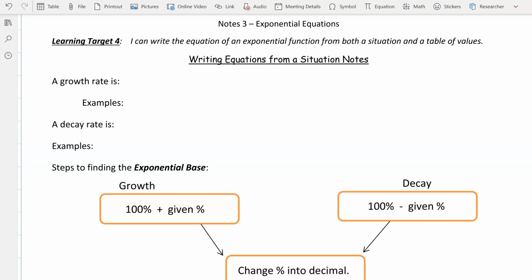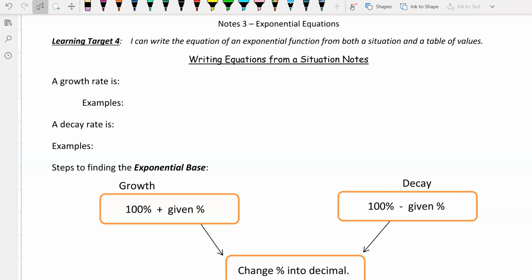Everyone. All right, so here's what notes 3 should look like. So we're going to talk about writing equations using exponential functions and the situations that surround them. So the first things that we're going to discuss are the growth rate and your decay rate. It's really important to understand what those are because the Regents does ask about them sometimes.